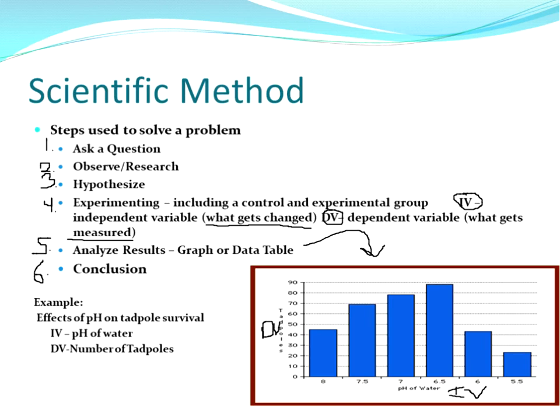In this example here, they're measuring the effects of pH on tadpole survival. So the independent variable is the pH of water. That's the x-axis. Dependent variable, number of tadpoles, that's the y-axis. So that's something you also need to know.